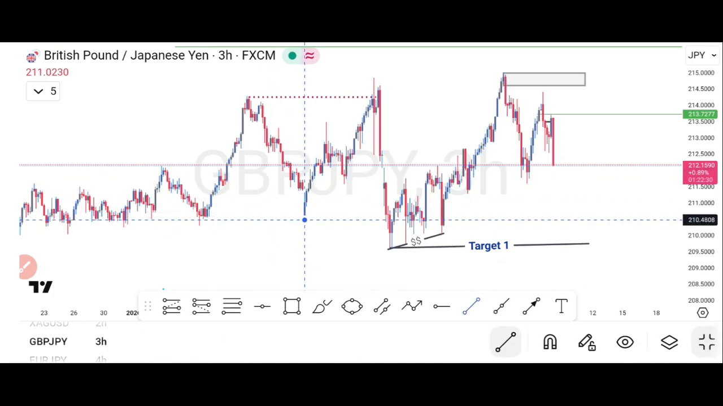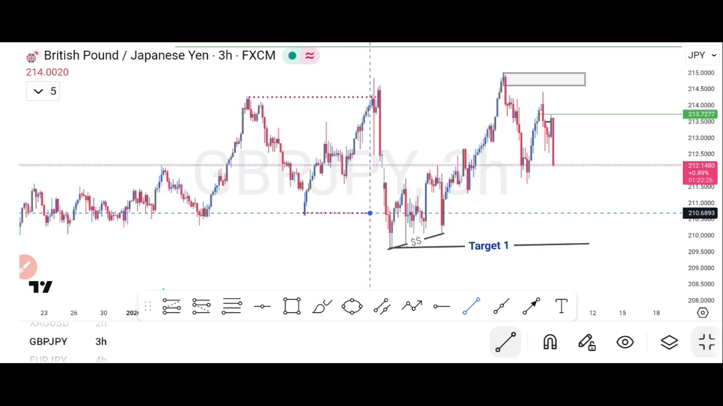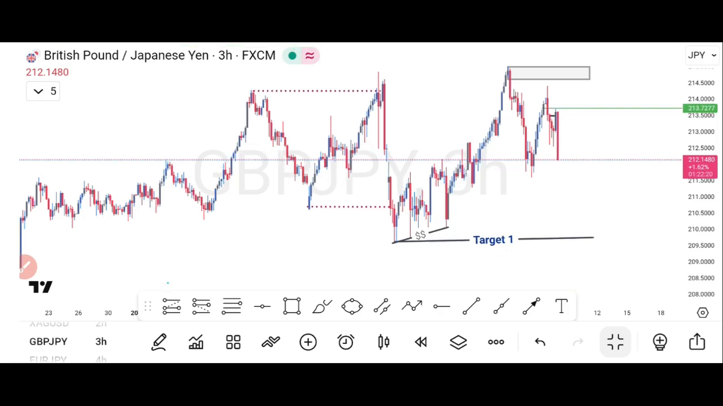What happened? At this point here, price broke this last low that was here. Broke this last low, which signifies to us that there might be a change in trend. That's the first thing to identify.